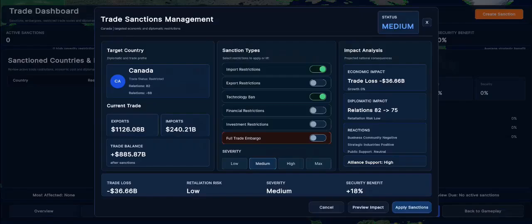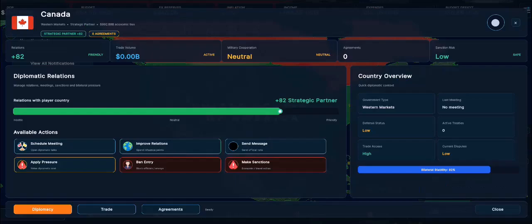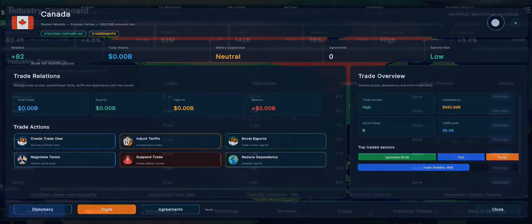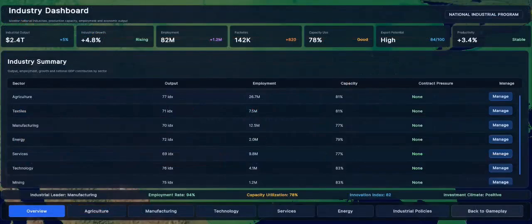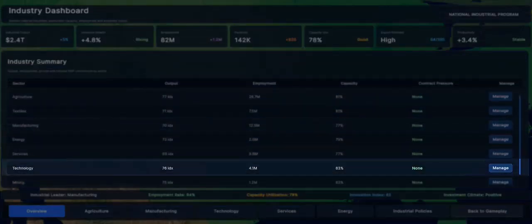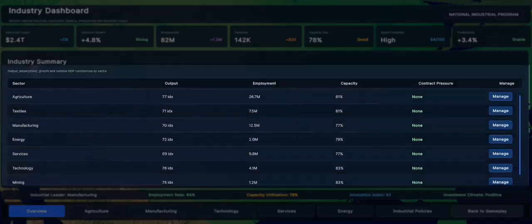Protect domestic producers, open new markets, respond to sanctions, or use economic pressure against your rivals. Every opportunity carries diplomatic and economic risk. Without production, a country will not flourish. Monitor agriculture, manufacturing, technology, services, and energy, which are the key areas of national development.